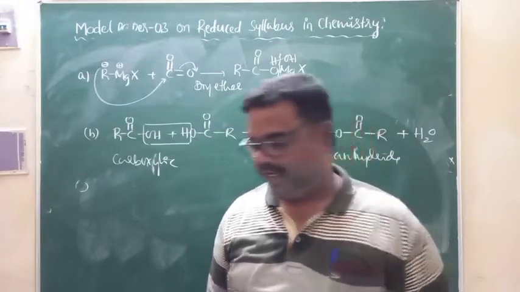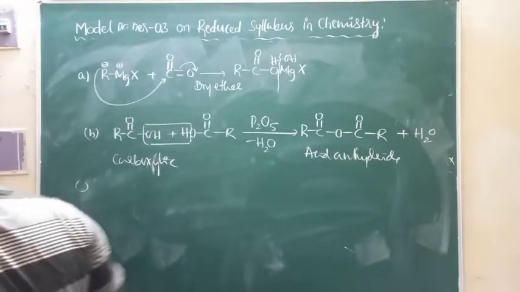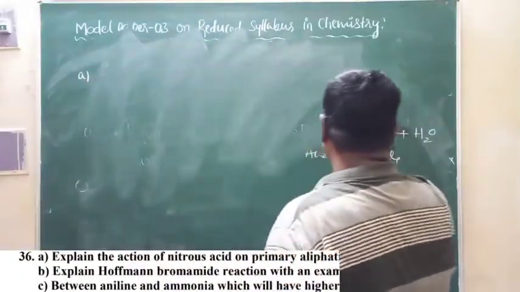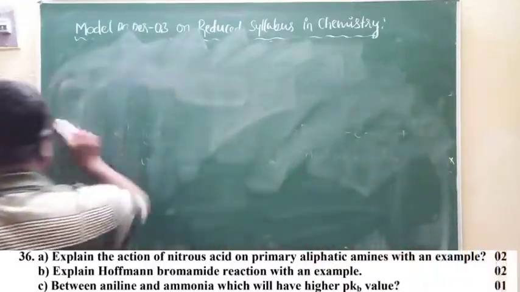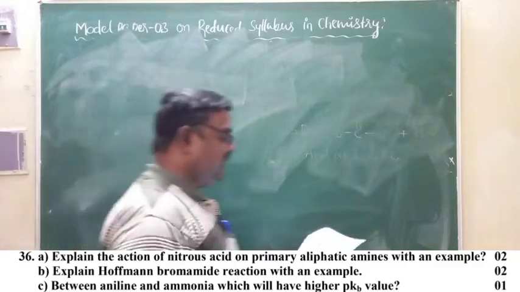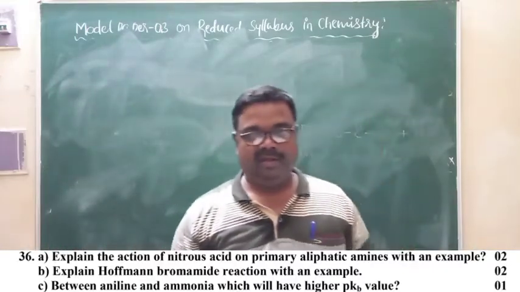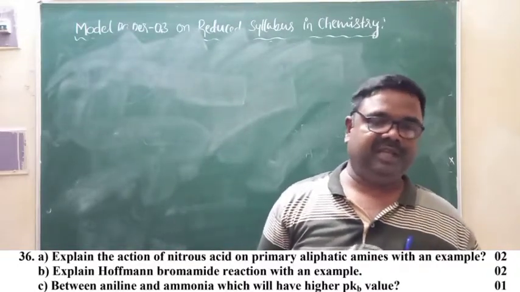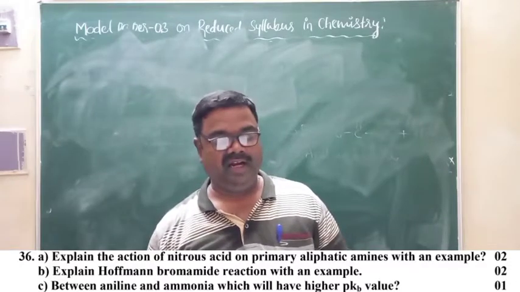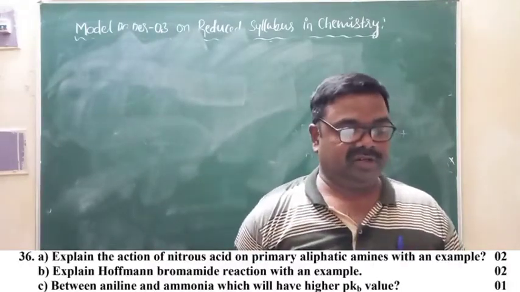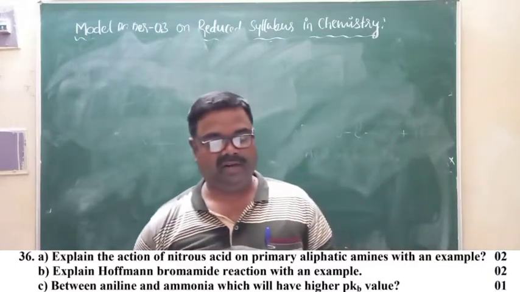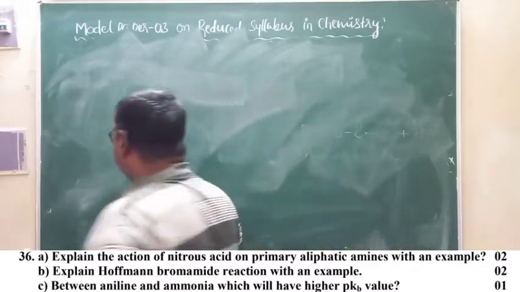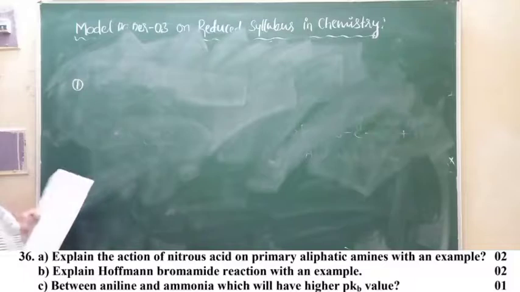Yes. Look at question number 36, that is from the amines chapter. Explain the action of nitrous acid on primary aliphatic amines. That is interesting, because you know the primary aliphatic amines react with nitrous acid differently from the primary aromatic amines. So here they have specifically said aliphatic. Second question, explain Hofmann bromamide reaction with example. And between aniline and ammonia, which will have higher pKb value.